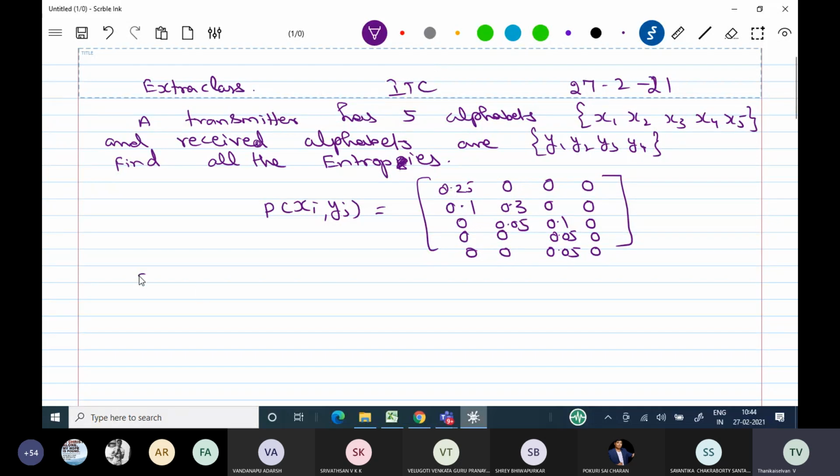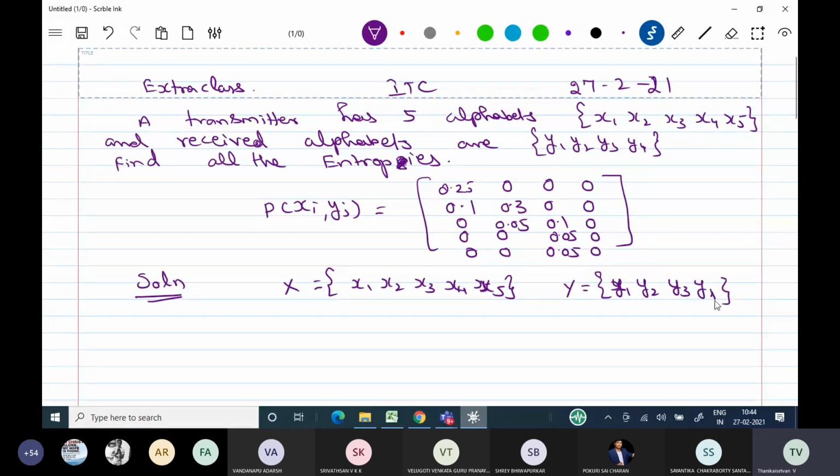It means that, in the solution, x consists of x1, x2, x3, x4, x5. Then y is the received symbol, which consists of y1, y2, y3, y4, only 4. It means that m is equal to 5, then n is equal to 4. Please understand what is m, what is n. I don't want to go back; I can directly use m and n. Again and again I am telling all these things, that's why I took a lot of time for the basics.